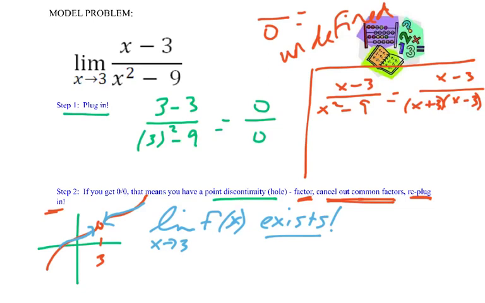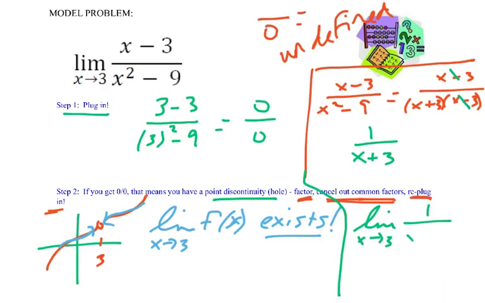Now that you're looking at that, hopefully you can see that we have a common factor. The x minus 3's will cancel out. That will leave us with a 1 in the numerator and x plus 3 in the denominator. Well, what are we going to do with that? I'm just going to continue on down here. Now we are going to reevaluate our limit using our new simplified version of our function.